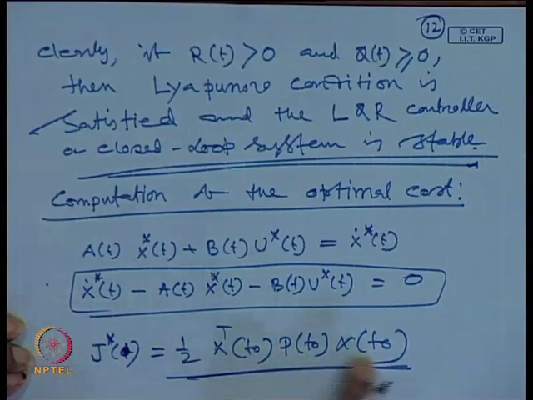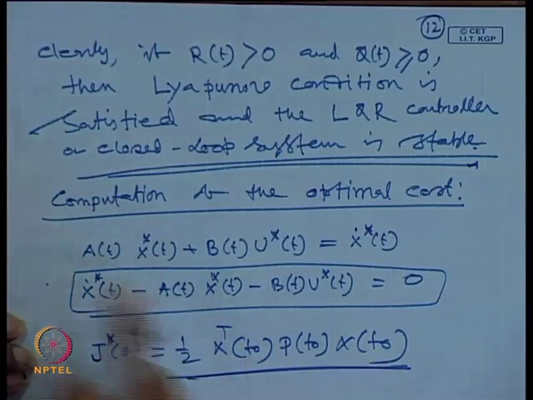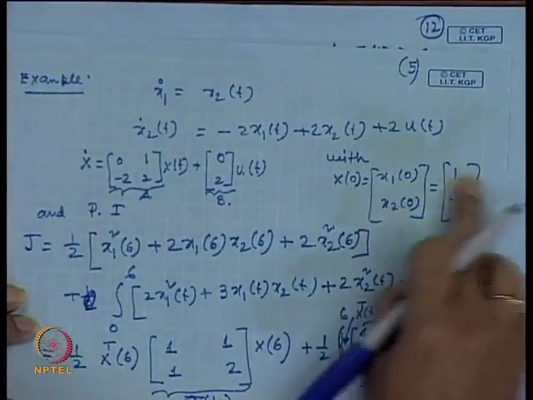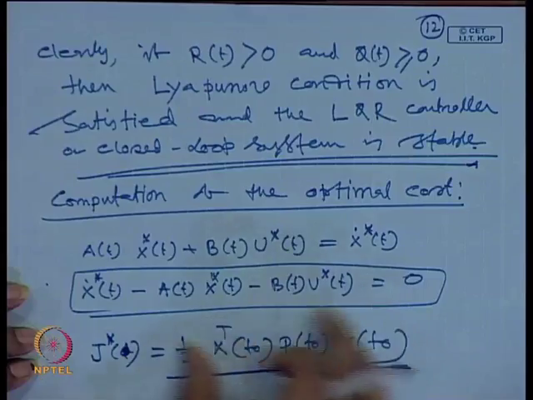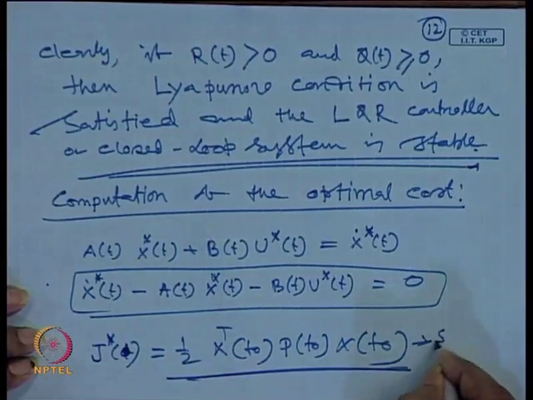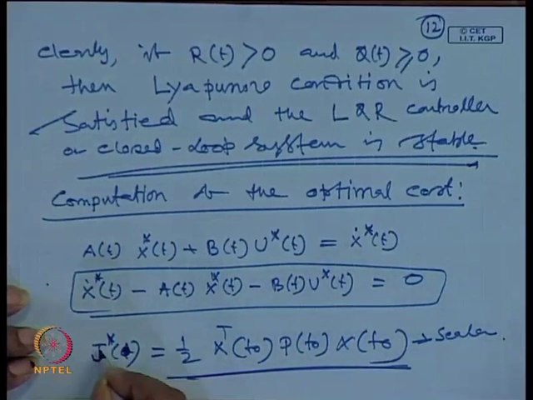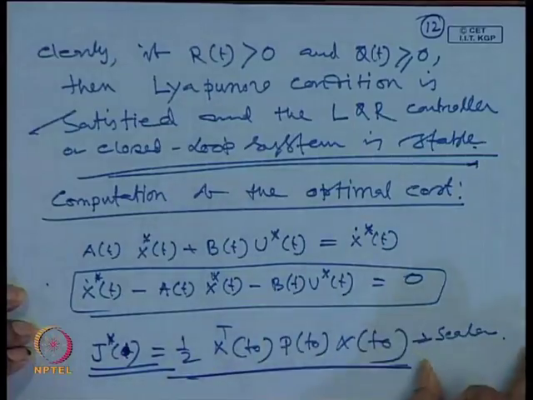Now, look at this. If you know the initial state, which you know from the statement of the problem, and if you know P of t f, at t equal to t f, the final value, then P of t 0 we can find from the solution of the matrix Riccati differential equation backward in time and store it. Then this product is a scalar, and that will give you the optimum value of the functional. So, we will stop now.